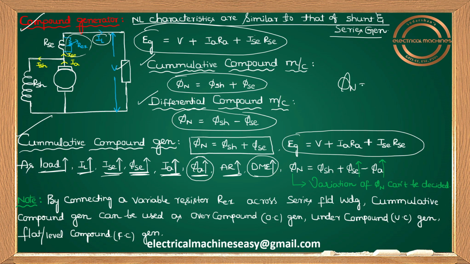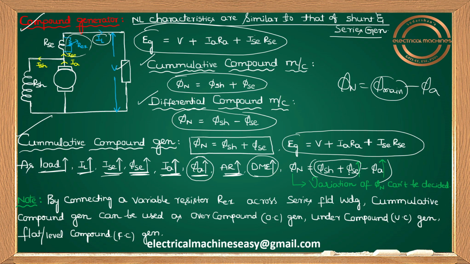Here, my question is, because of the demagnetizing effect, net flux equals main flux minus armature flux. But here main flux means phi sh plus phi s, because it's cumulative compound. So net flux is phi sh plus phi s minus phi A. Why am I writing minus phi A here? Because of this armature reaction effect.